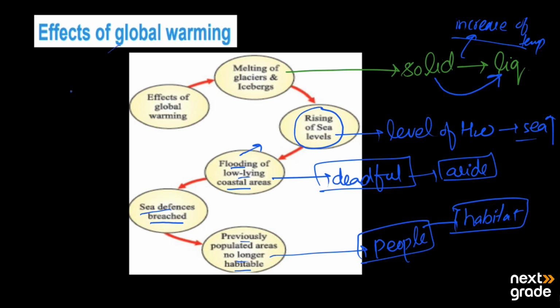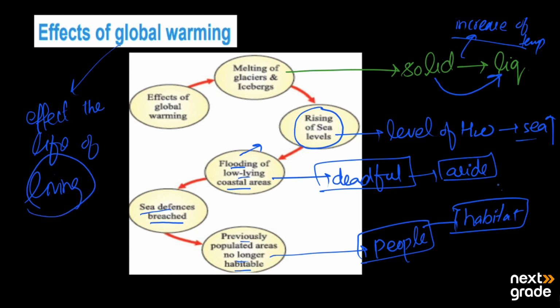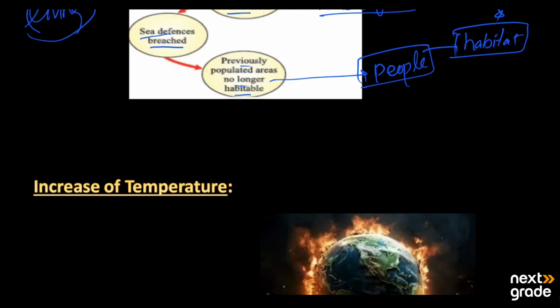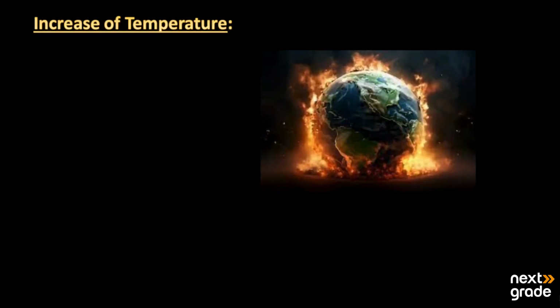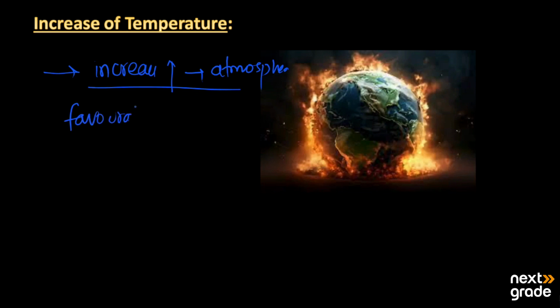In turn, global warming can affect the life of all living organisms, because if a person has their habitat and it is snatched due to some problems, it may be a very dreadful condition for that living organism. After that, the second effect is the increase of the temperature. As the temperature of our atmosphere increases, that condition will not be favorable for us to live there.